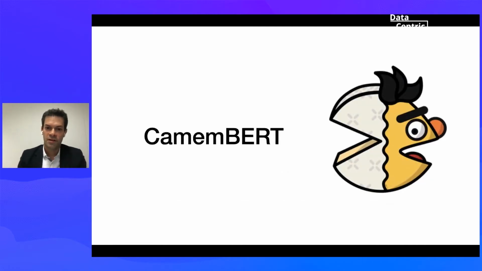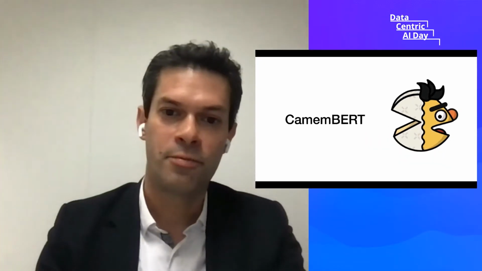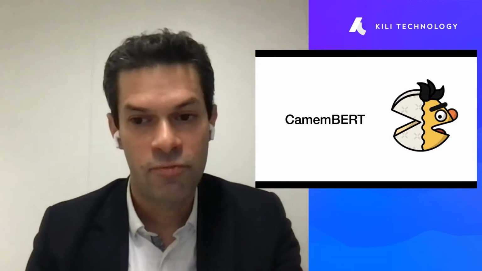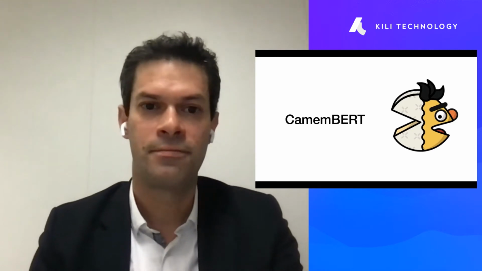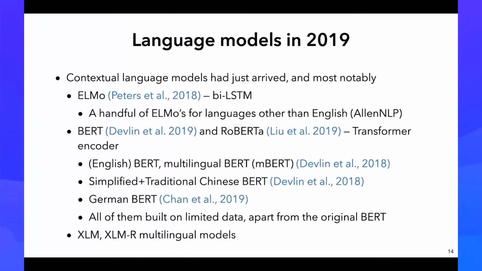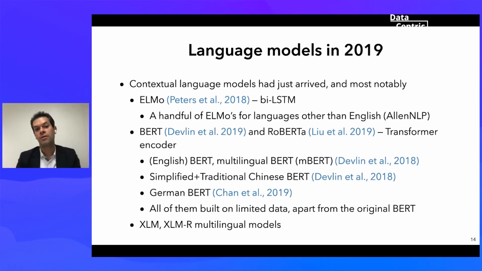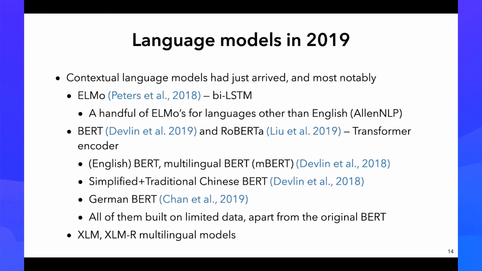Now that we have OSCAR, and in particular the French subcorpus of OSCAR, we can train language models for French. And this is exactly what we did with CamemBERT. So the context in 2019 was, of course, not the same as the context that we enjoy today. Back then, contextual language models had just arrived, and most notably, we had ELMo. A handful of ELMos for languages other than English had already been published, but not many. And BERT was the new thing, and its variant RoBERTa a little bit later.